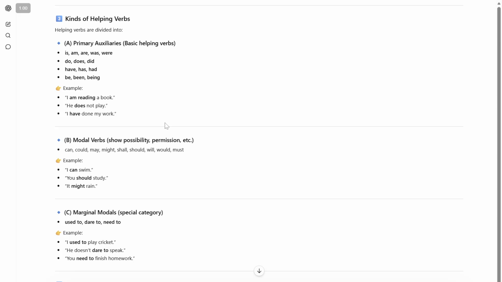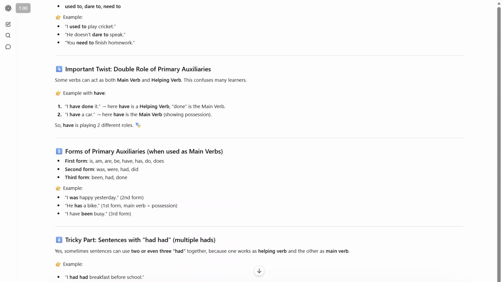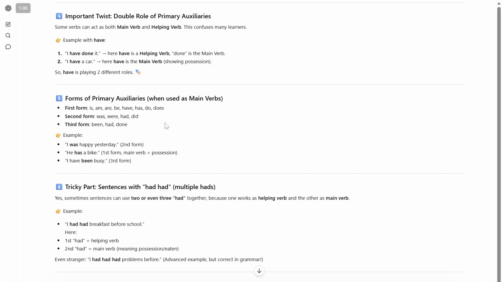Important twist: the double role of primary auxiliaries. Some verbs can act as both main verb and helping verb.